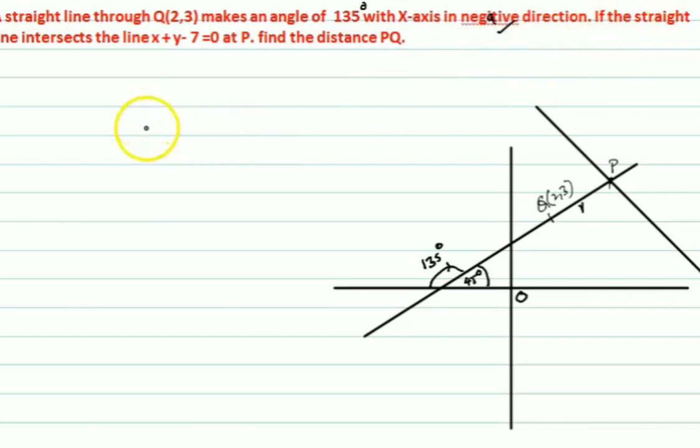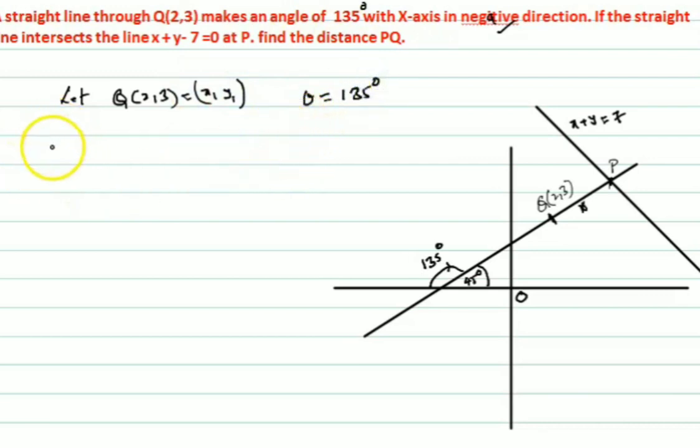If the straight line intersects the line x plus y minus 7 is equal to 0, this straight line going through Q(2, 3) intersects x plus y minus 7 equal to 0 at P. Then what is the distance PQ? I consider it as r. The given point on the line is Q(2, 3), which is (x1, y1), and it makes an angle, so theta is equal to 135 degrees.